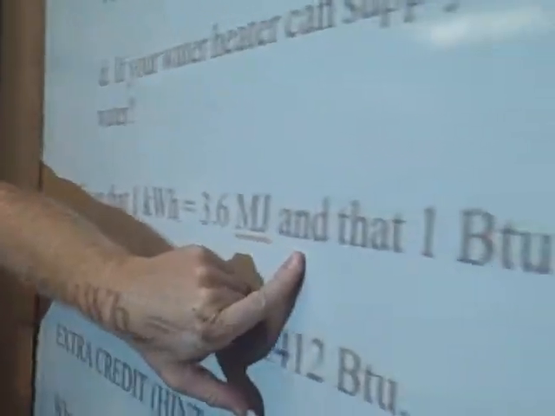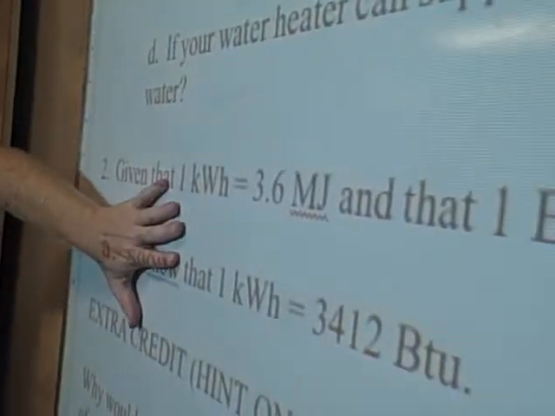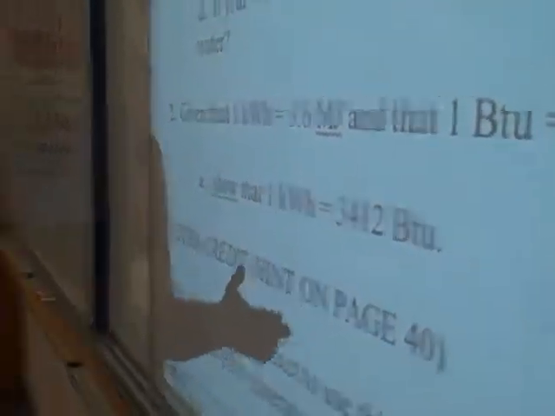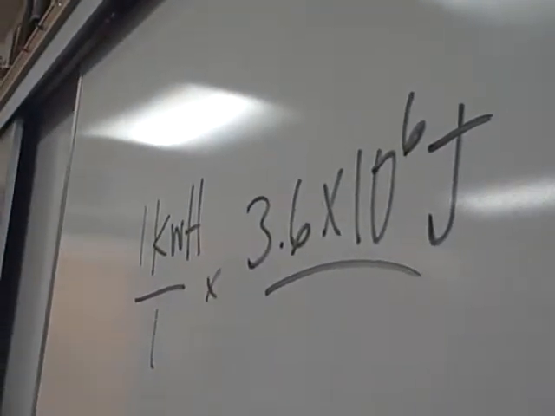Okay. So, given that 1 kilowatt hour equals 3.6 megajoules, and that 1 BTU equals 1,055 joules, show that 1 kilowatt hour equals 3,412 BTUs. Pretty easy, because all you have to do is take 1 kilowatt hour, that's what we're starting off with, over 1 times 3.6 times 10 to the 6 joules over 1 kilowatt hour.